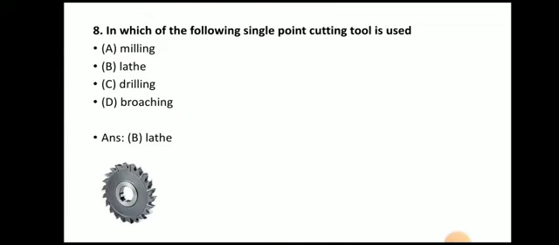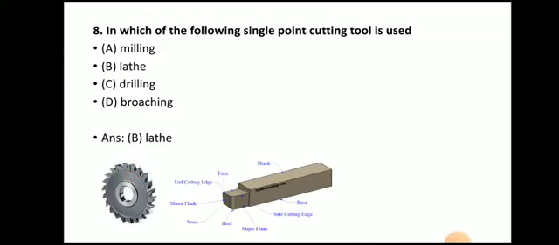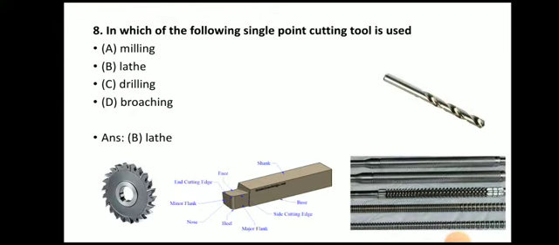So here you can see the milling cutter. This is the milling cutter which is used in milling machine. Then this is the single point cutting tool which you can use over the lathe machine. This is the drill bit. This you can use over the drilling machine. And this is nothing but the broaches which you can use over the broaching machine. So in which of the following single point cutting tool is used? So the single point cutting tool is used on a lathe machine.